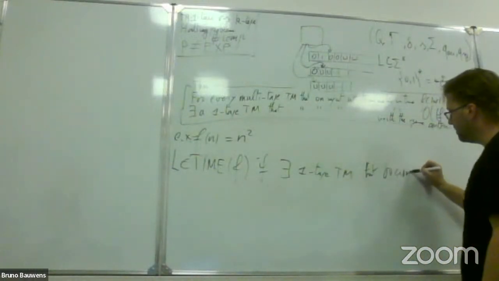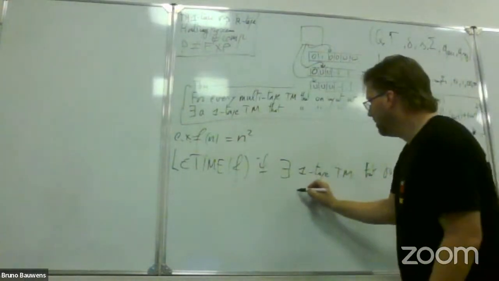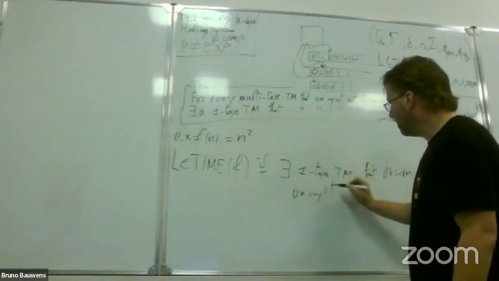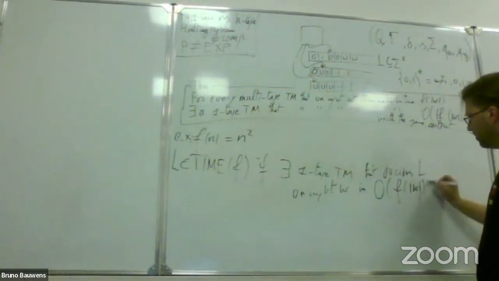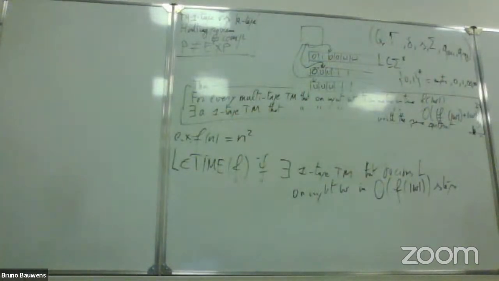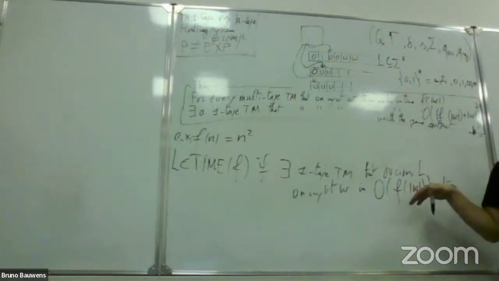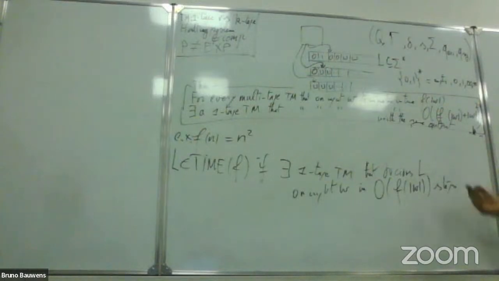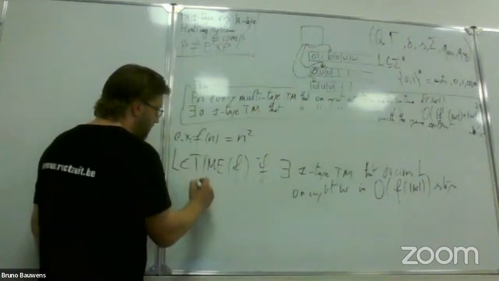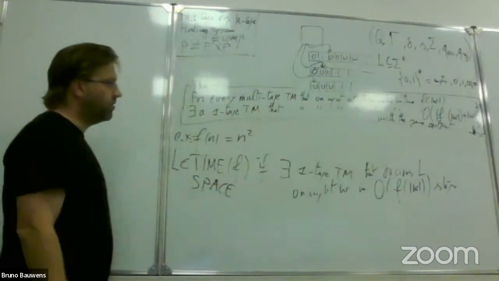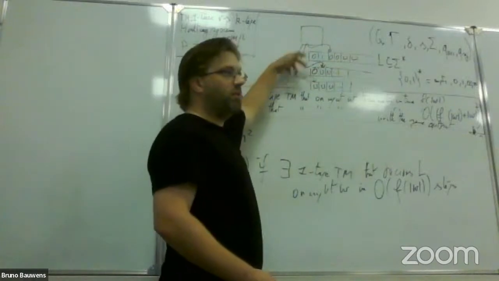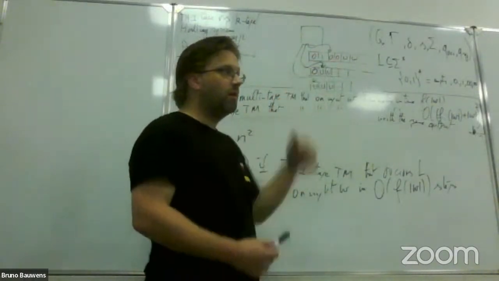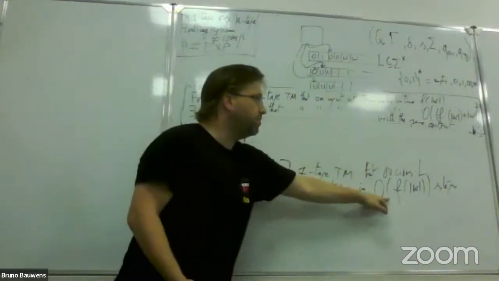That decides L on input W in order f of length of W steps. Okay, so this is a non-standard definition because in other books they use any multi-tape Turing machine. But let's keep this book, and then similarly for space. Note that space is also defined with a one-tape Turing machine. If there are more tapes, then we just add up the rightmost positions of the computation heads, or we take the maximum, it's the same because there is big O notation here.